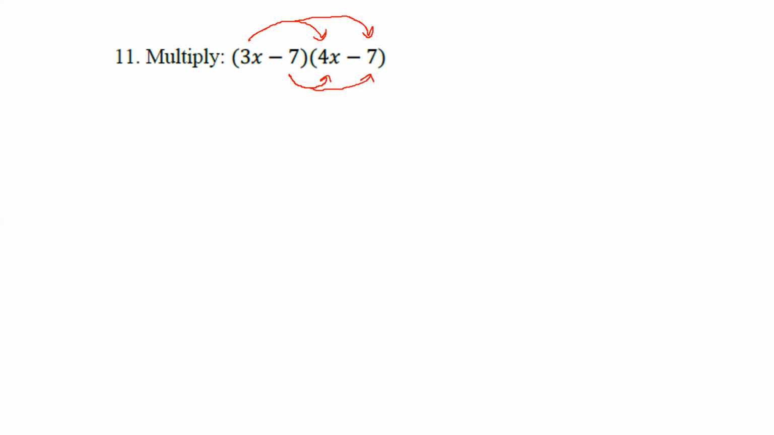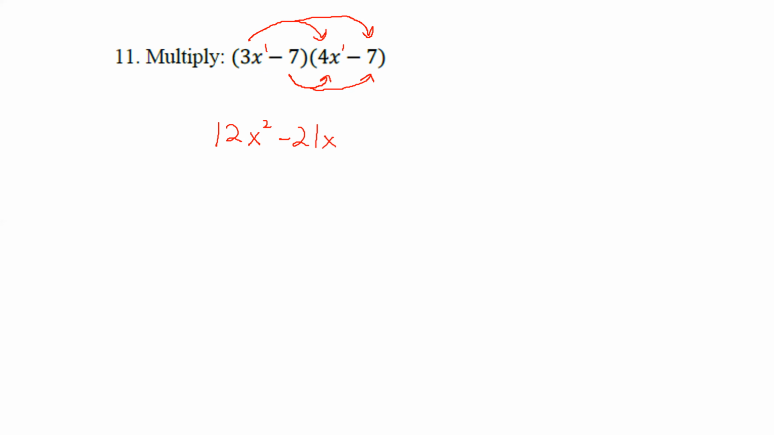So first, 3x times 4x gives us a total of 12x. Is it just x? X to the second, yeah, because this is x to the first, this is x to the first. Add those exponents, it's now x squared. All right, multiply 3x to the next value, 3x times -7. So 3 times 7 is -21. We still have the x value from the first term.